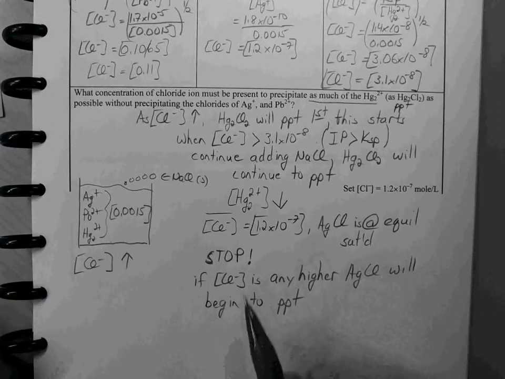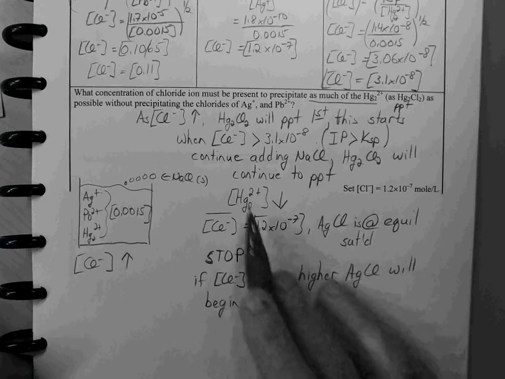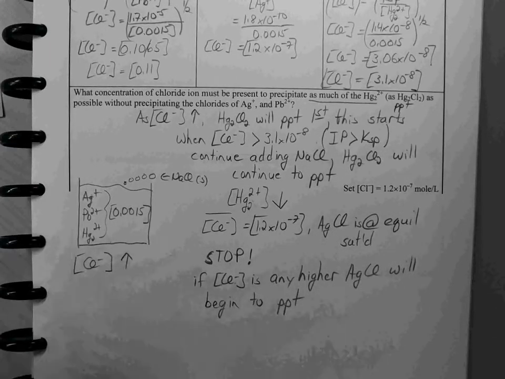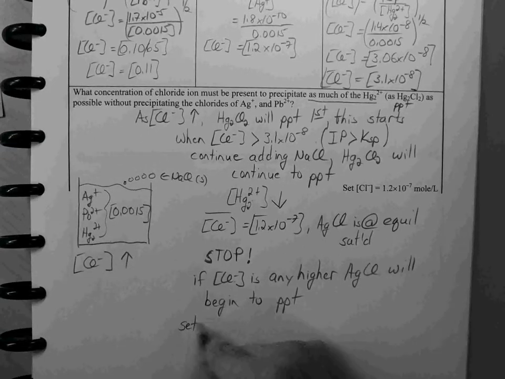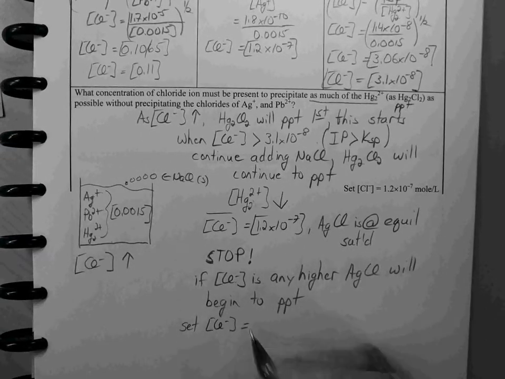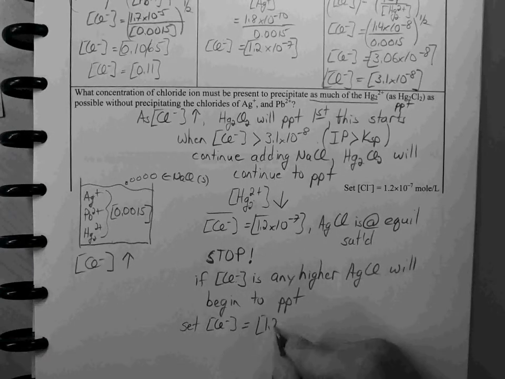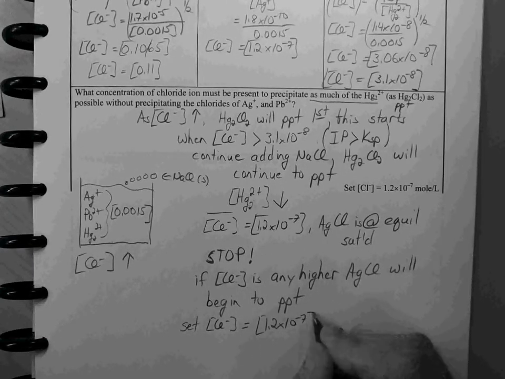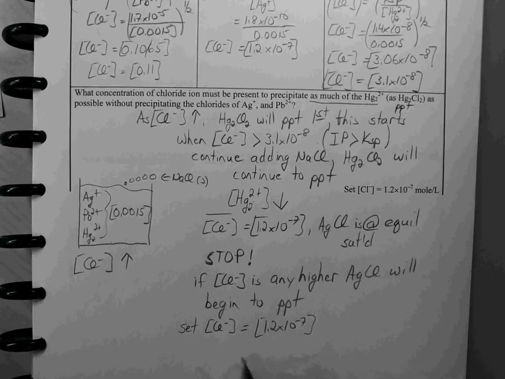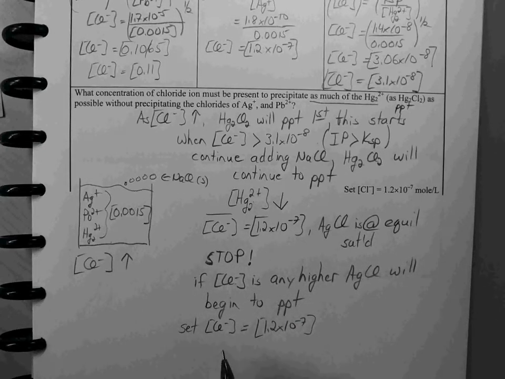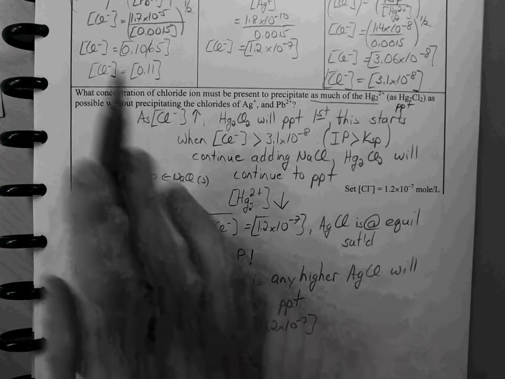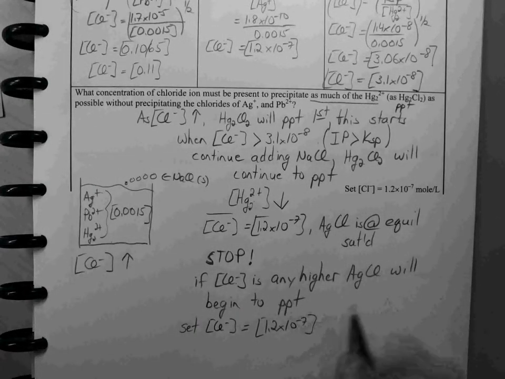So we want the chloride ion concentration as high as possible so that we remove the most amount of mercury(I) ion, but we do not want AgCl to precipitate. So what we do is we set the chloride ion concentration equal to 1.2 times 10 to the minus 7, and we're done. So as much of Hg2 2+ as possible is going to precipitate out, and yet AgCl and your Pb2+, or your Ag+ and your Pb2+, will remain in solution.